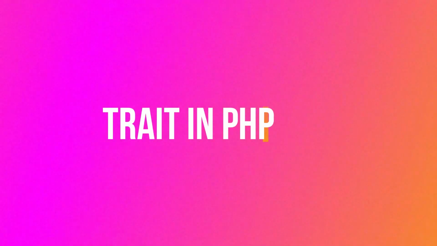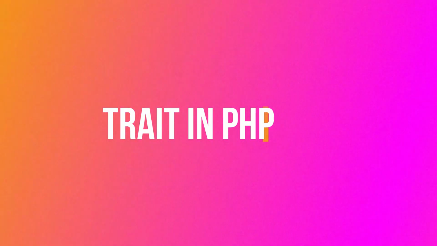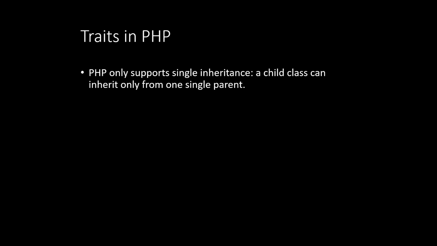In PHP, PHP only supports single inheritance. Single inheritance means that a child class can inherit only from one single parent. Multiple inheritance is not possible in PHP. It means that in PHP, a child class cannot inherit from more than one parent class.